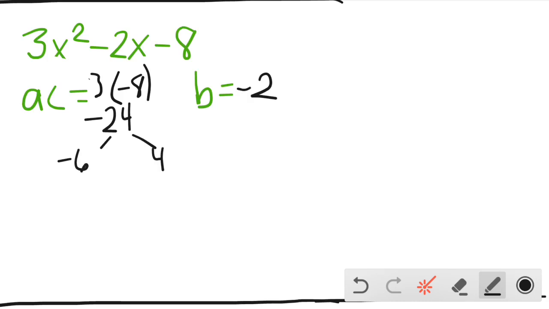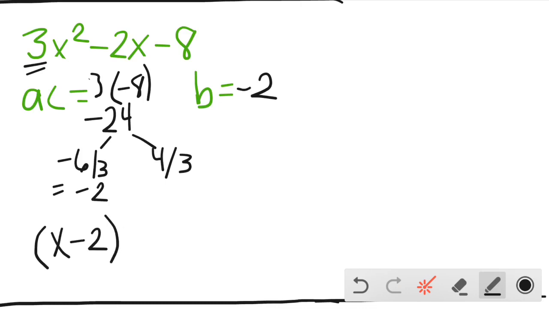Now, do we immediately plug these into our binomial as factors? No, we don't. We must remember to divide these two numbers by the leading coefficient. In this case, it's a 3. You can simplify negative 6/3 further as negative 2 and leave 4/3 as it is. If that's the case, one of your factors will become an x minus 2, while the other one is a 3x plus 4. Let's go ahead and check and make sure that we factored correctly.